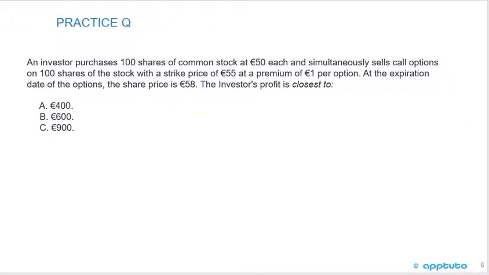So the best thing to do right now is a practice question to check our understanding. An investor purchases 100 shares of common stock at 50 euros each and simultaneously sells call options on 100 shares of stock with a strike price of 55 euros at a premium of €1 per option. At the expiration date of the options, the share price is 58. The investor's profit is closest to A, 400 euros, B, 600 euros, or C, 900 euros.